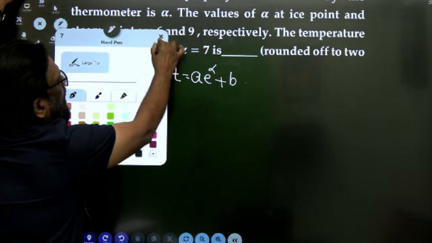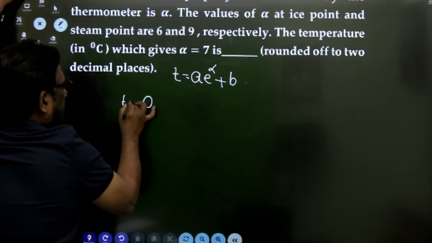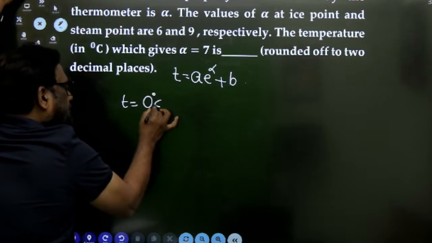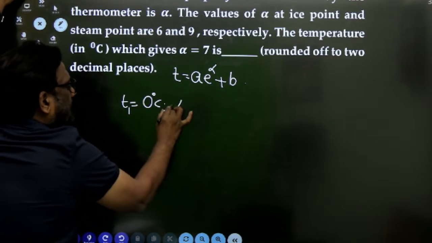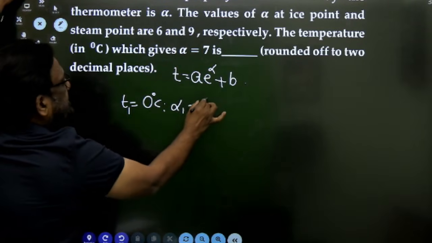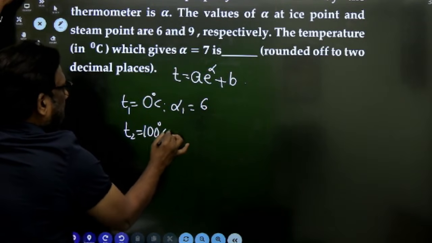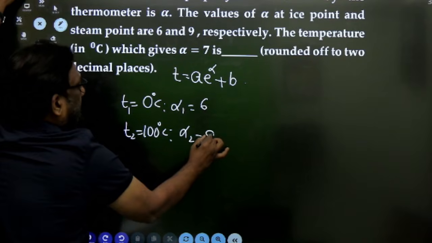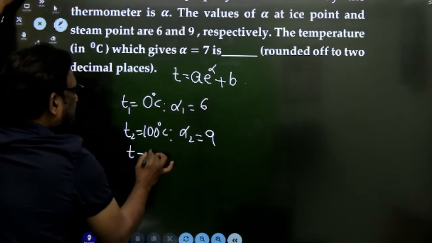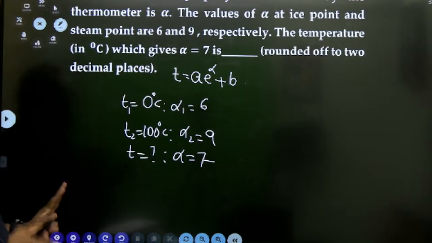The values of alpha at ice point and steam point are 6 and 9. Ice point is 0 degree centigrade. जब ये ice point पे है तो alpha का वैल्यू क्या है सर? Ice point and steam point are 6 and 9. Steam point का मतलब 100 degree centigrade. तो what is the value of alpha given? 9. And he is asking what is the temperature when the thermometric property is 7. ये पूछा सर. बहुत सिंपल.